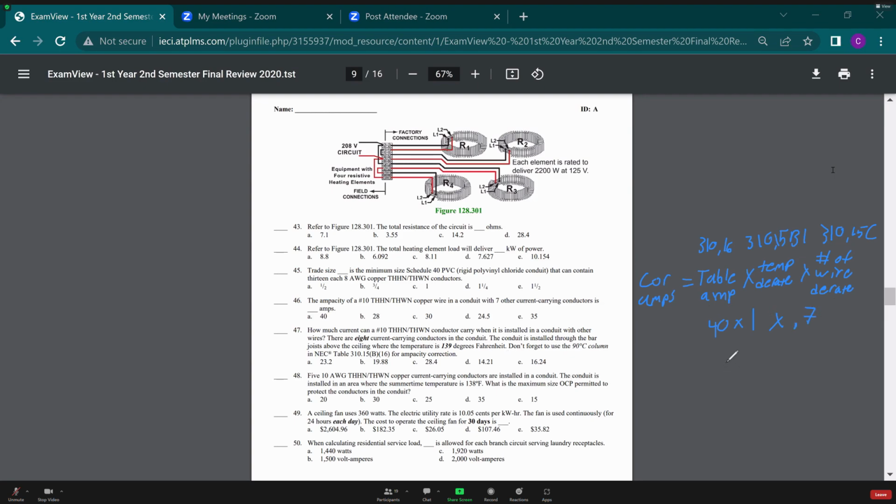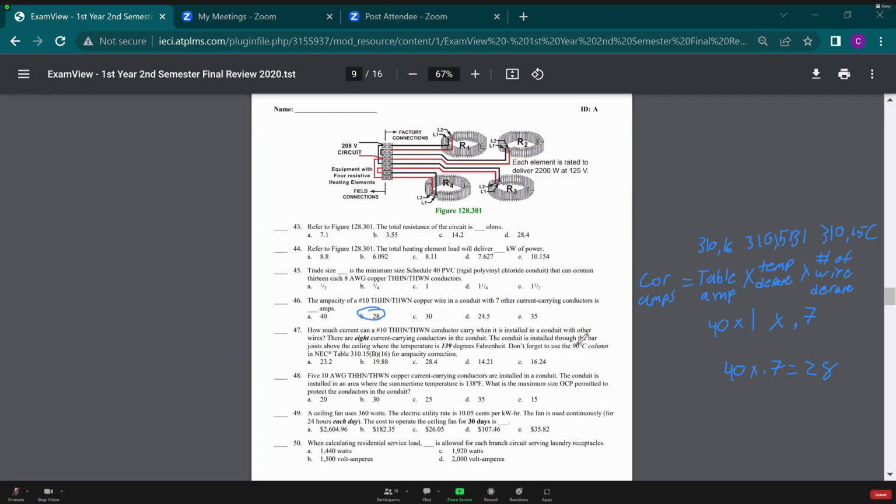So all we have to type into our calculator is 40 times 0.7. What does that equal for us, y'all? 28 amps. That's what I'm liking. 28 amps is our adjusted ampacity for that.